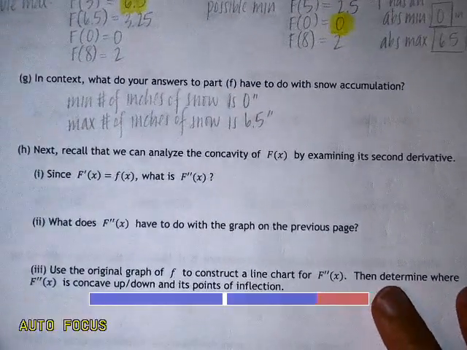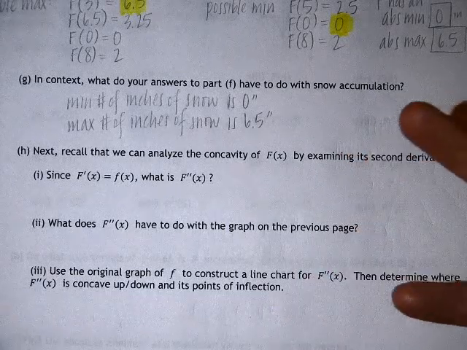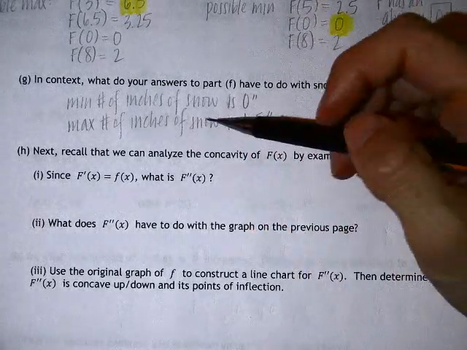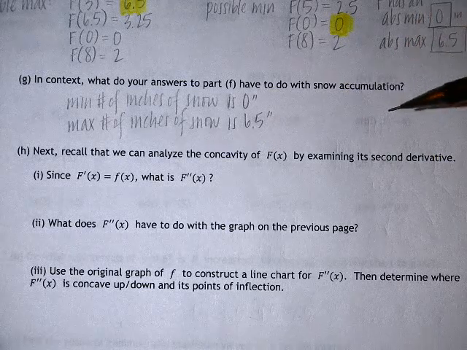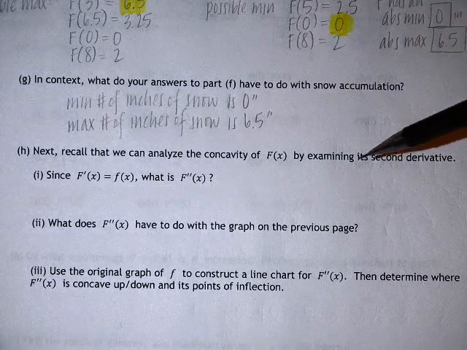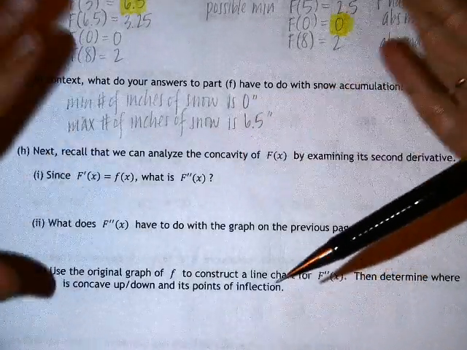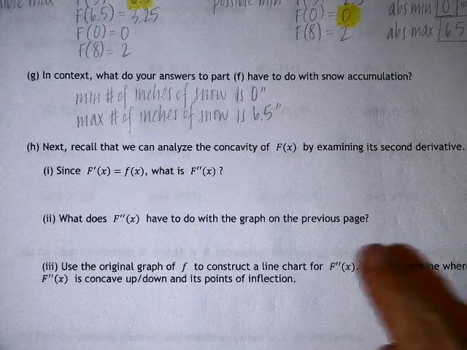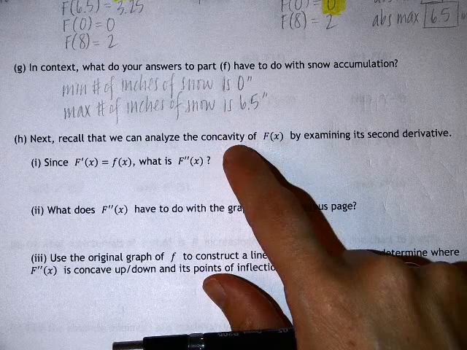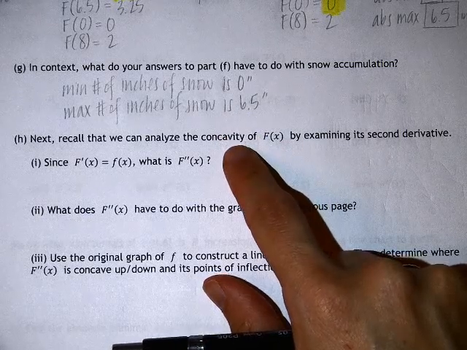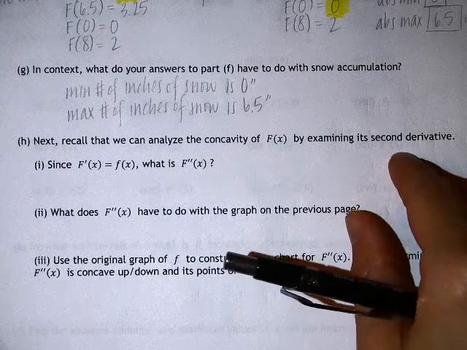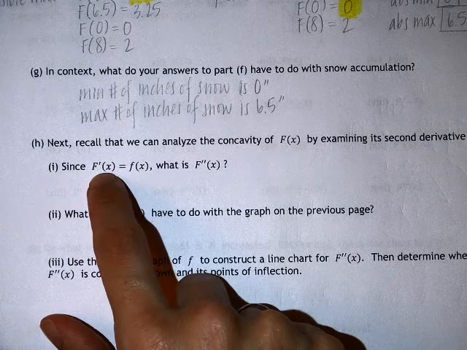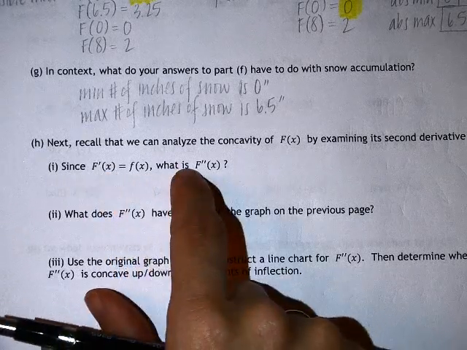Now let's make sure that we think about this in calculus terms so that we can continue to evolve our understanding. Letter H says, recall that we can analyze the concavity of big F by examining its second derivative. Concavity is a whole other layer of this that I want to make sure we understand. Concave means second derivative. Concave up, concave down, second derivative. So it says in part 1 here, since big F prime is equal to little f, what's big F double prime?